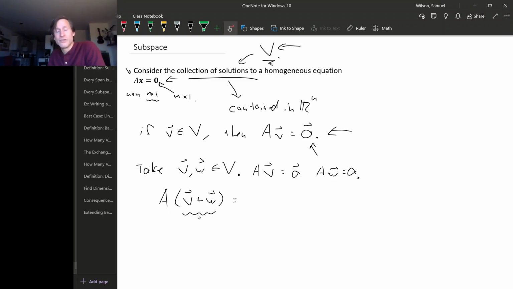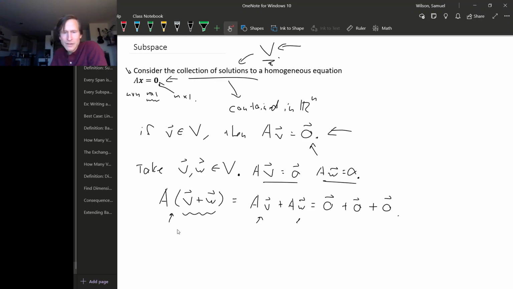One property of matrix multiplication is that it distributes over vector addition. So we get capital A times little v plus capital A times little w, but each of these pieces we already know is 0. So this is the 0 vector plus the 0 vector, which is the 0 vector. So little v plus little w is a solution to this equation, and that means it is itself in capital V. So if you take two vectors from V and add them, you stay in V.